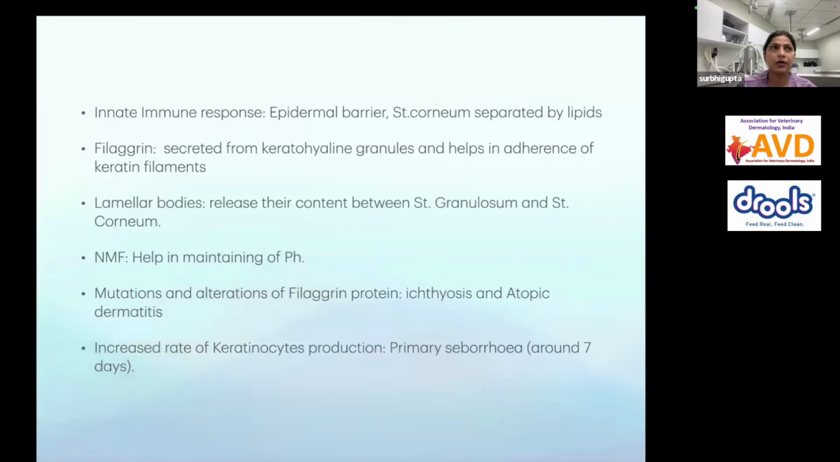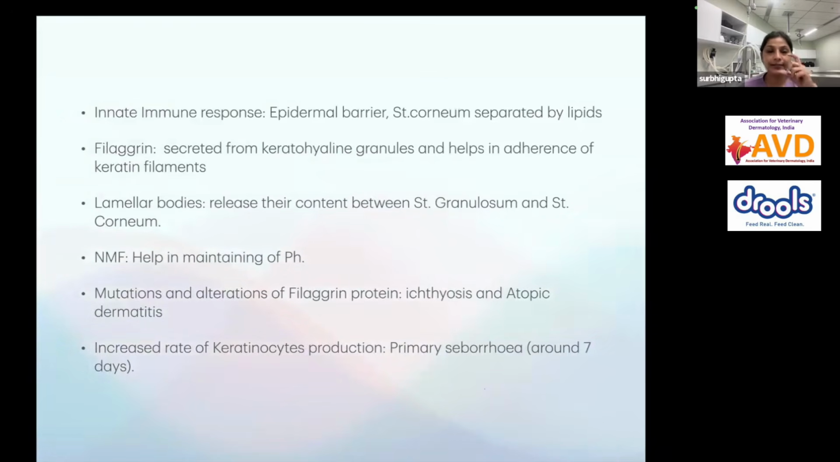So I already talked about the filaggrin and the lamellar bodies, which are important. Another thing is natural moisturizing factors. This is basically a degradation product of the filaggrin protein, and it helps in maintaining the pH. So if there is no filaggrin, there is no NMF. Then depending upon these things, there are some diseases. For example, if a filaggrin protein is mutated or altered, we have a disease called ichthyosis or atopic dermatitis.